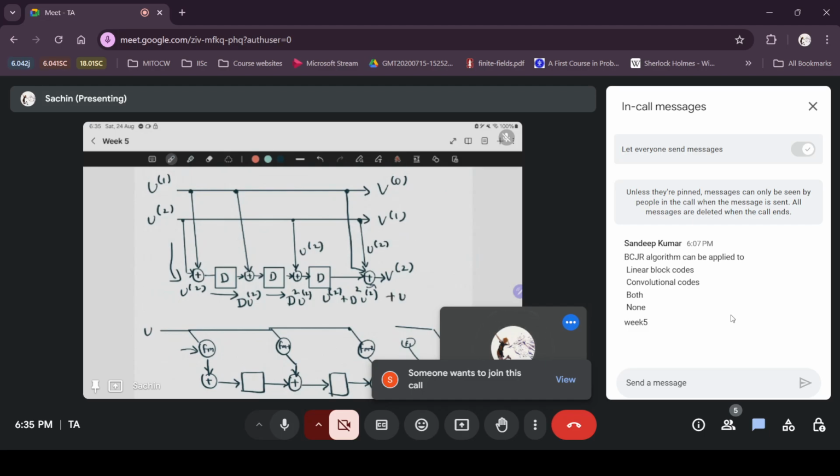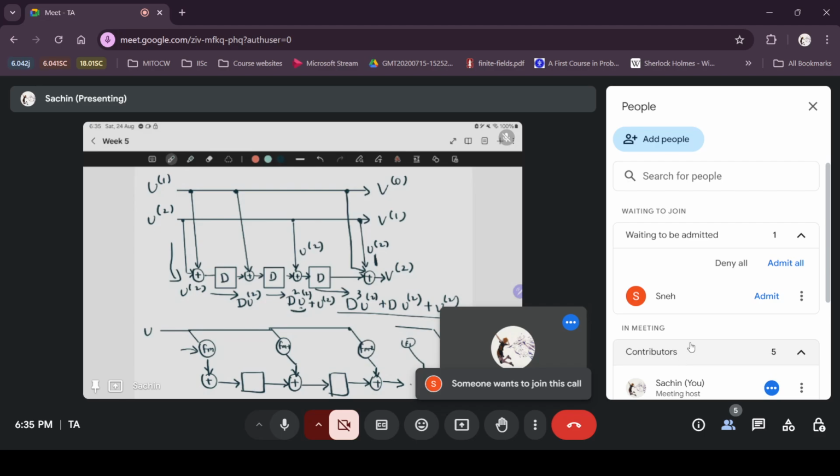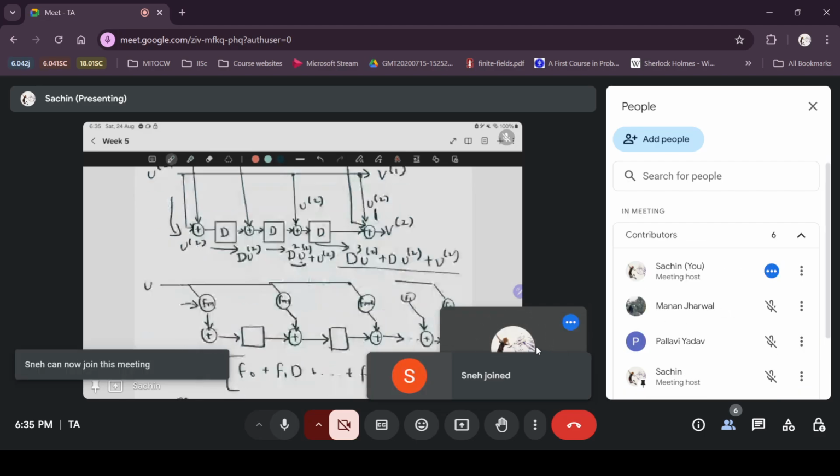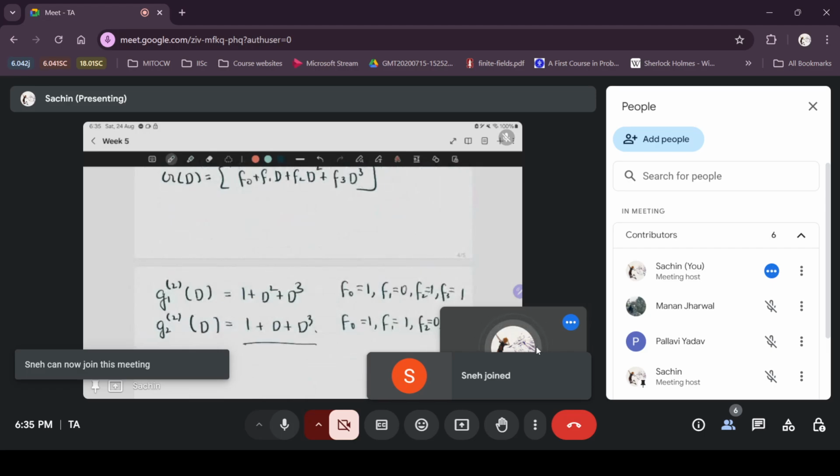So finally we get, sorry, we had d square u of 2 here. We added u of 2 to that. You get d square u of 2 plus u of 2, and then it passes through this delay element. So it's d cube u of 2 plus du of 2. So that here you are adding u of 2. So one more u of 2 is added. Then you got u of 2 plus du of 2 plus d cube u of 2. That's what we wanted. 1 plus d plus d cube.